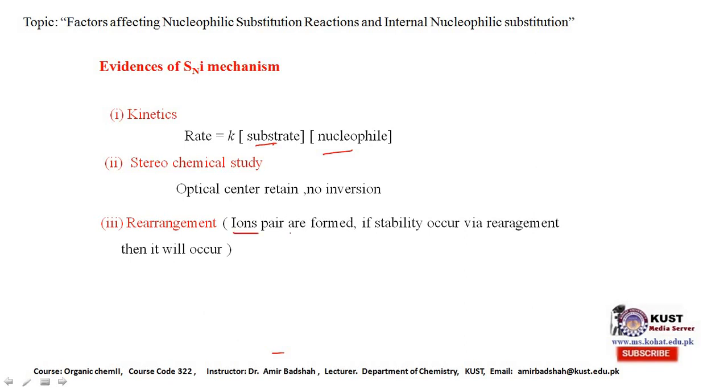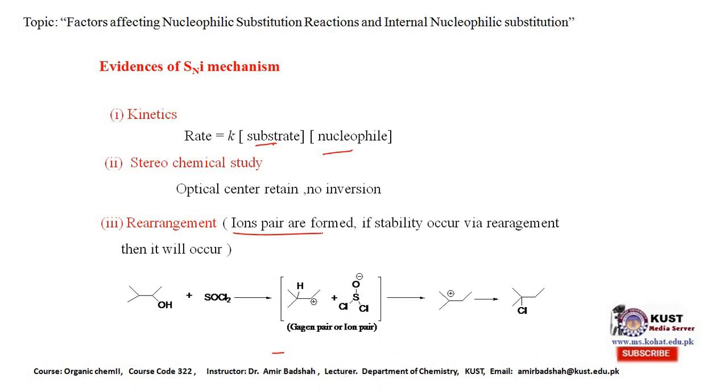Mostly ion pairs are formed, as we have discussed in the SNi mechanism, and if the ion pairs are formed and there is stability by rearrangement, then if there is a possibility, it will occur definitely. For example, here this species is converted into a positive cation species and an anion species. Such a species is also called an ion pair, or it is also called a Gajan pair. So this Gajan pair is primary now. It is the primary carbocation, secondary carbocation now.